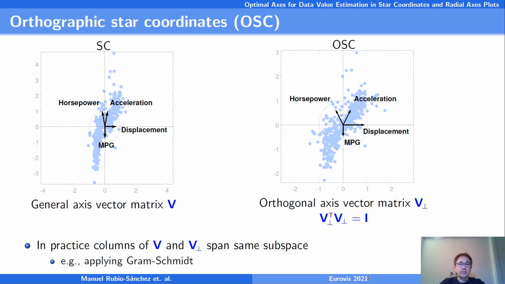Orthographic star coordinates is a variant of star coordinates where the transformation matrix is orthogonal. In the context of this paper, it's important because if you add axis lines to orthographic star coordinates, the estimates are going to be more accurate than if you just add lines to star coordinates. Also, it's important to note that we're going to consider that we obtain a particular configuration of vectors for OSC by orthogonalizing some other configuration of axis vectors in SC. So this implies that the columns of V and V orthogonal are going to span the same subspace.